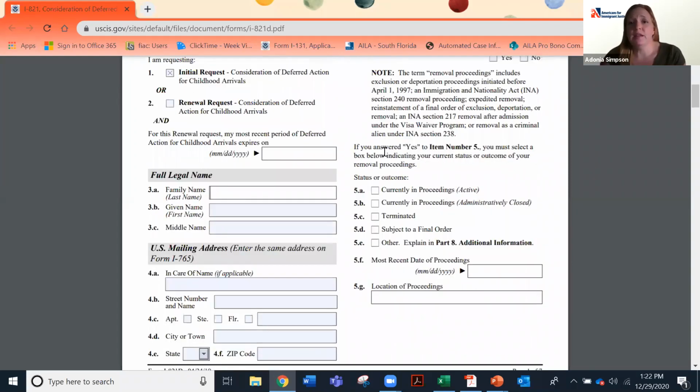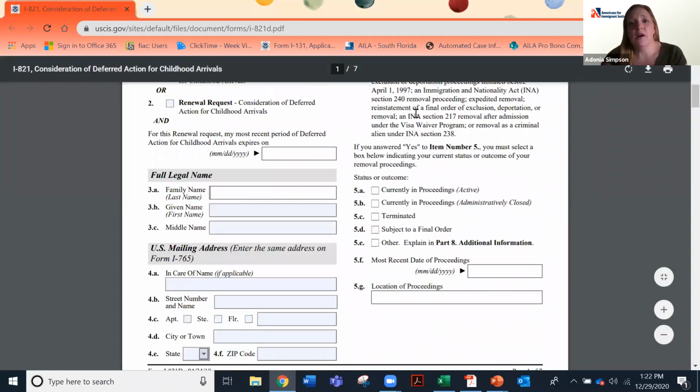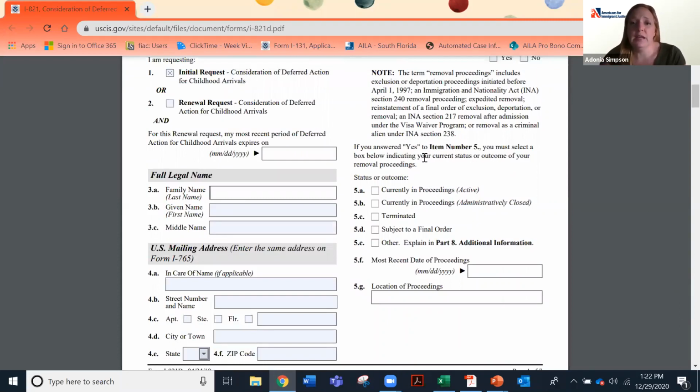So if there were any proceedings currently going on or in the past, make sure to indicate what the situation is. Were the proceedings terminated? Was there a final order of removal? Oftentimes when people don't appear in immigration court, they are issued a removal order in absentia, which means not in your presence. So there is a chance, if you were supposed to go to court many, many years ago and never appeared, that you may have a final order of removal.